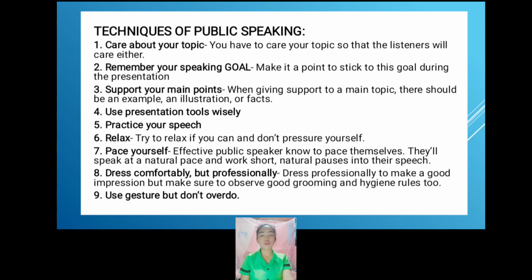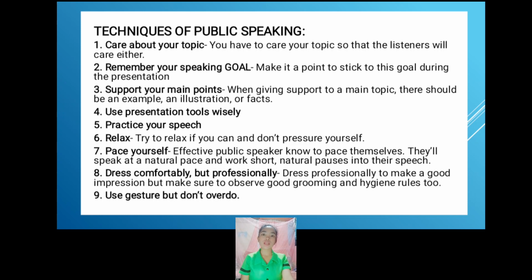Effective public speakers know to pace themselves. They will speak at a natural pace and work short natural pauses into their speech. Sometimes it is normal to feel nervous, and when they feel nervous, they tend to speak quickly, but speaking quickly affects the listener badly and they can't understand it clearly. Thus, always observe to pace yourself.